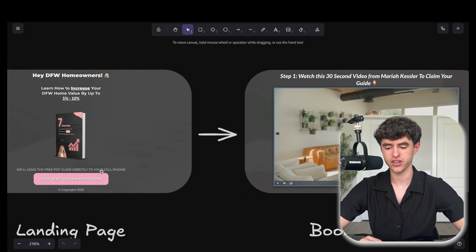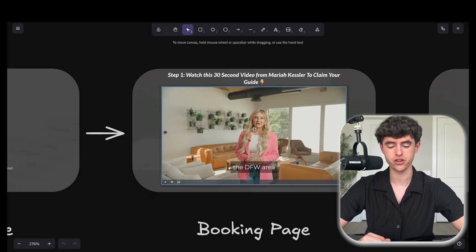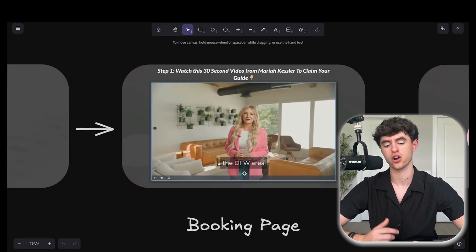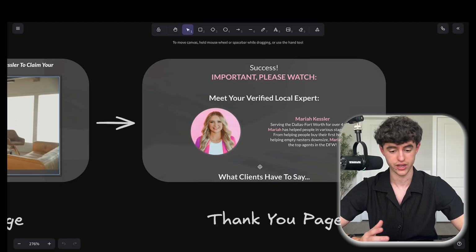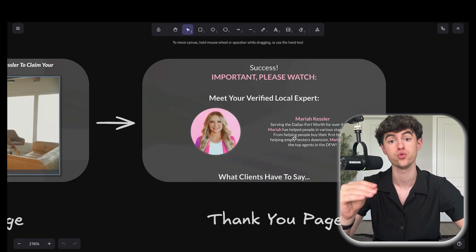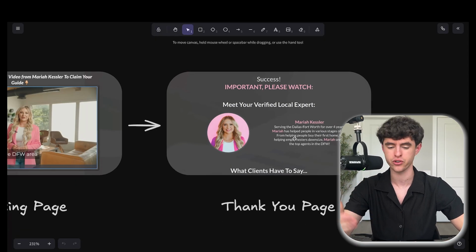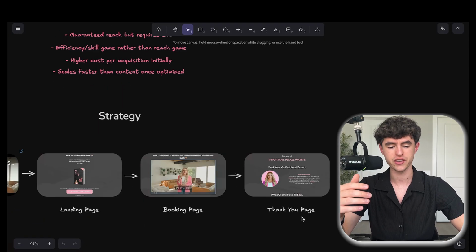And then as soon as they submit their information, they're going to be redirected to a booking page. The VSL is going to be talked about, your calendar link, etc. And then finally, the thank you page, and essentially this is where your reviews are going to be. You're going to have your testimonials, case studies, etc., all on this page, okay?